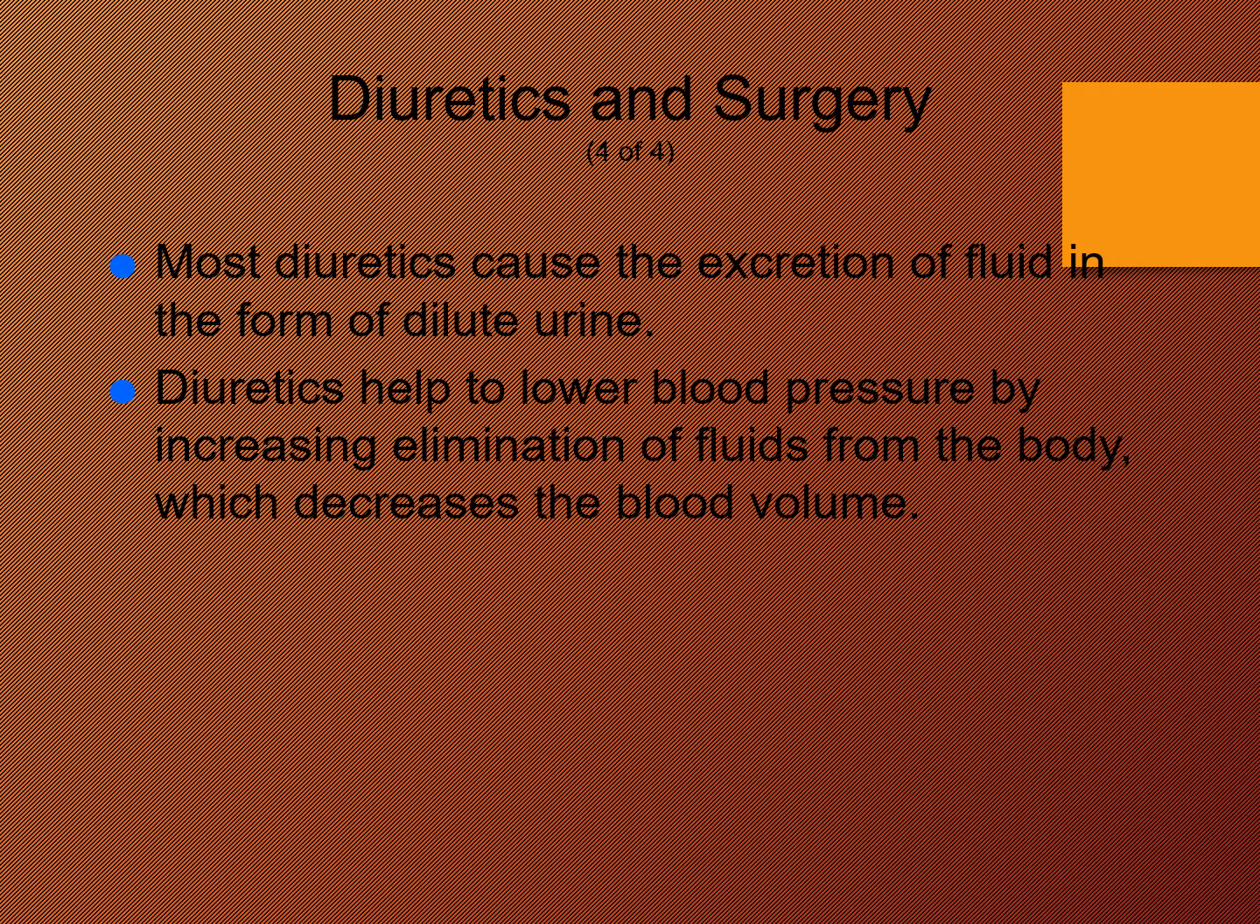Most diuretics are going to cause the excretion of fluid in the form of dilute urine, like I already mentioned. So again, this is going to help to lower blood pressure by increasing the elimination of fluids from the body, which will in turn decrease the blood volume. With less blood volume circulating, there's less pressure on the blood vessels and the heart doesn't have to work as forcefully or fast. And if you read in your textbook, they mention a water balloon example that might help you relate to that a little better.